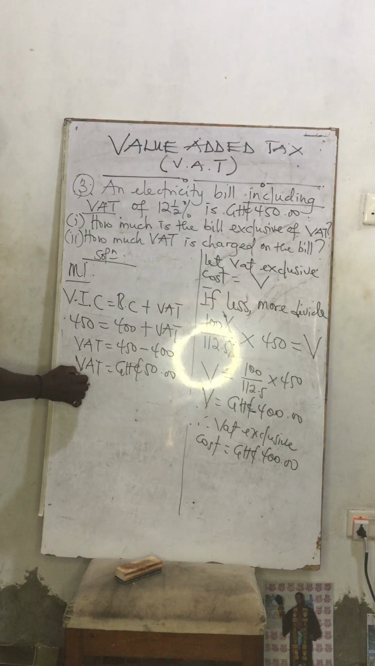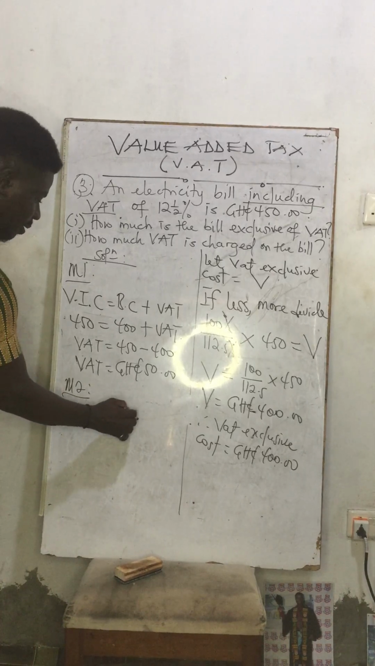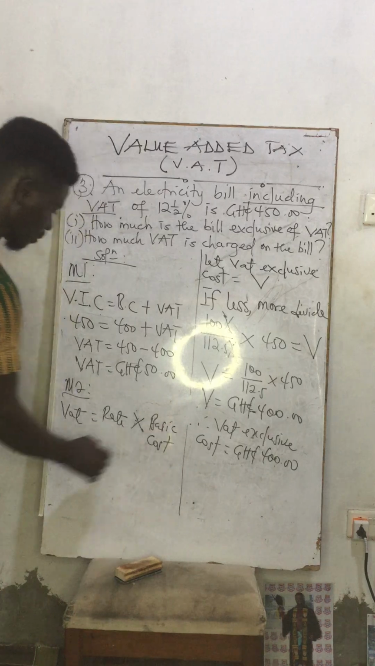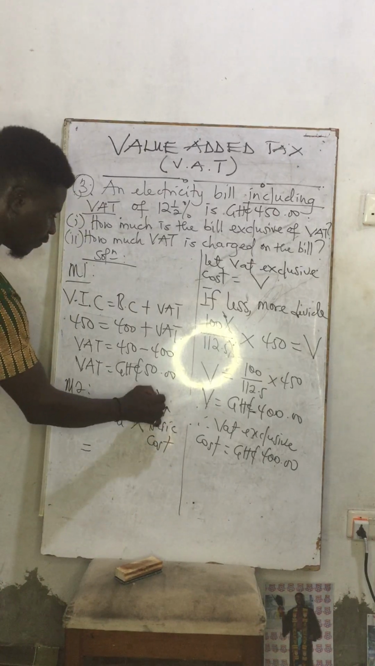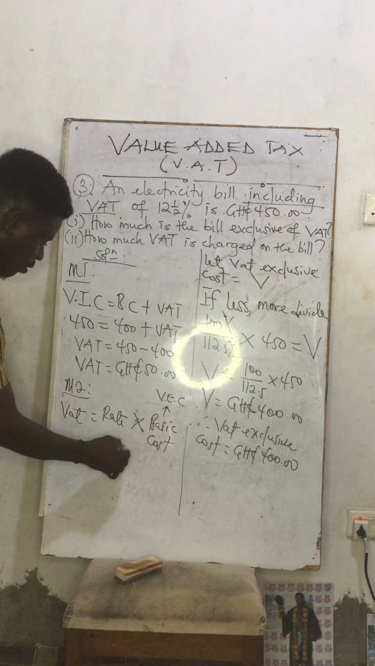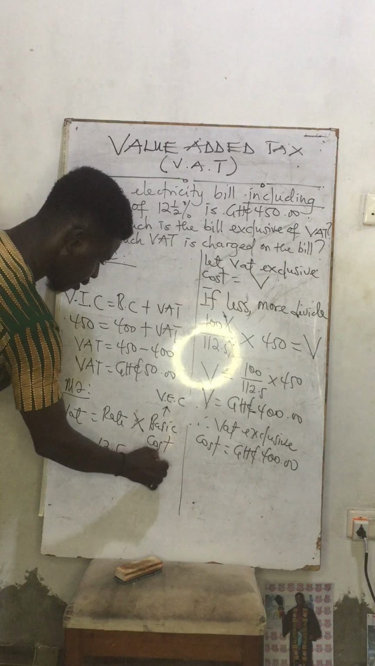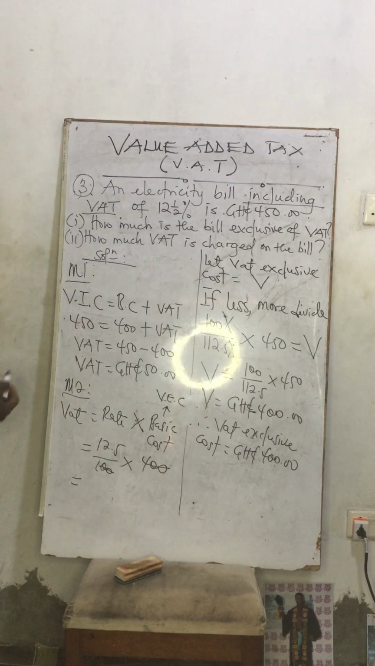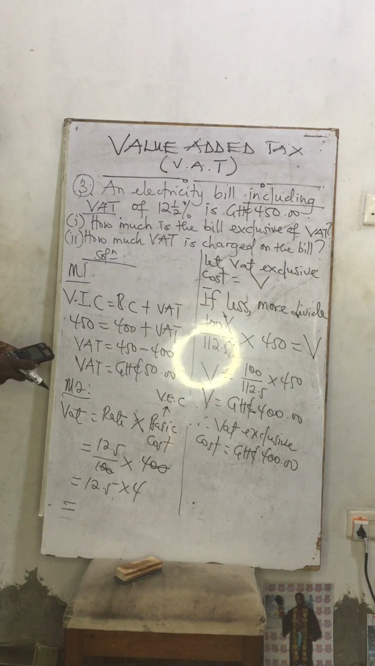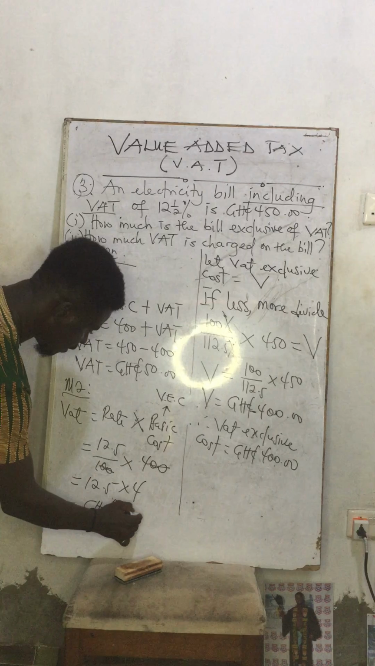Or better still, method 2: VAT is equal to the rate times the basic cost, or the VAT exclusive cost. So our rate is 12.5 over 100 times our basic cost, which is 400. The two zeros cancel two zeros, so we have 12.5 times 4, which will give us 50, and this one too is 50 Ghana cedis.